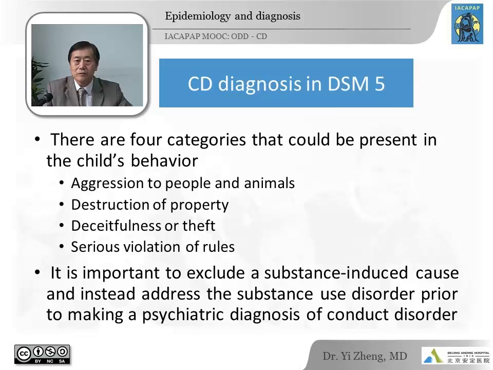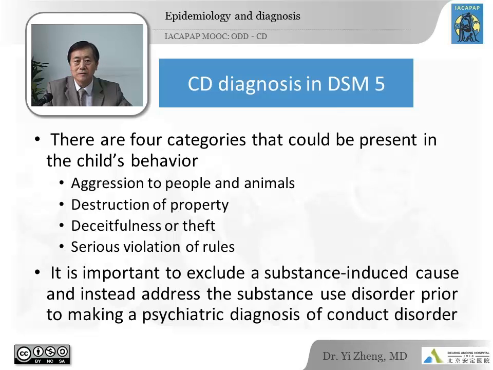There are 4 categories of behavior that could be present in the child: aggression to people and animals, destruction of property, deceitfulness or theft, and serious violation of rules. It's important to exclude a substance-induced cause and instead address the substance use disorder prior to making a psychiatric diagnosis of conduct disorder.